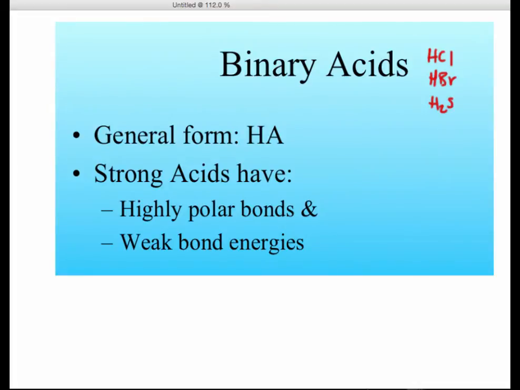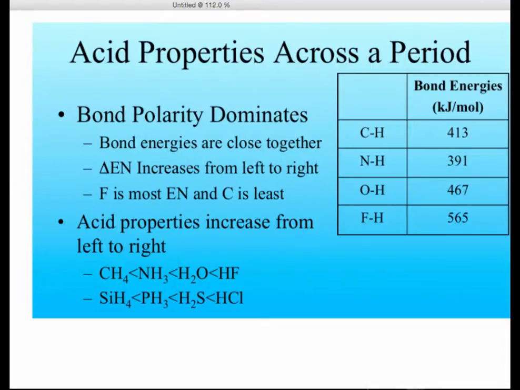If we take a look at our periodic table, we're going to look at chlorine, bromine, and sulfur, because we're talking about binary acids. We're looking at a binary or monatomic anion, meaning chloride or bromide, just a single element in that acid. Remember, there are two properties, bond polarity and bond strength. If we look at the polarities, this is going across the period, from left to right across the periodic table.